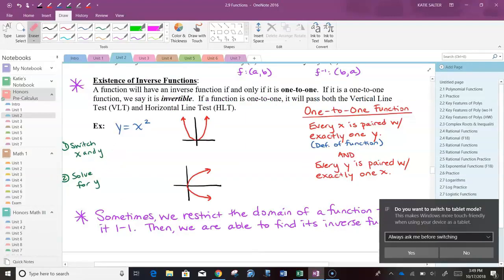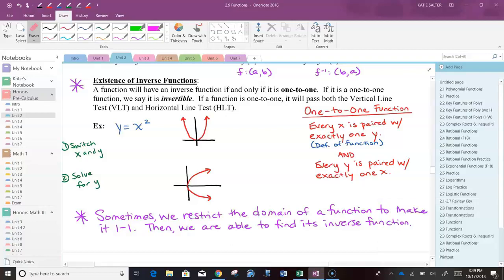Okay, let's look at the function y equals x squared. If we look at the graph of this function, we can see that it is a function, but it is not a one-to-one function because it does not pass the horizontal line test. For example, if we look at the y value of 4, it has two x values paired with it. It has the x value of 2 and the x value of negative 2.